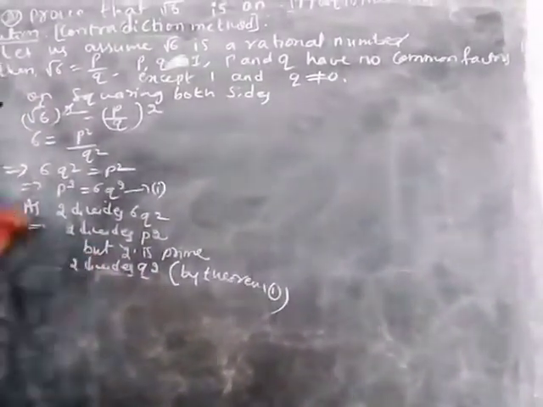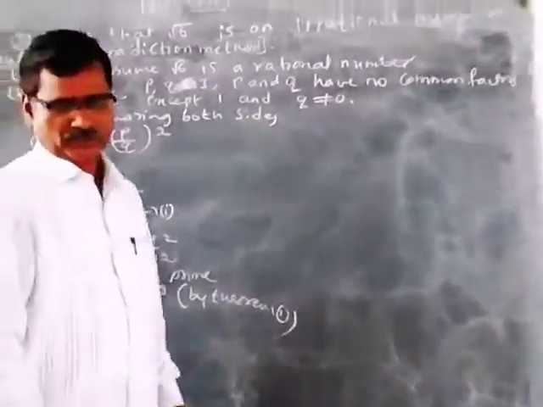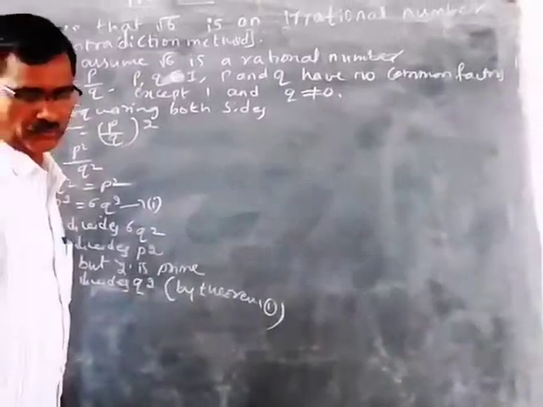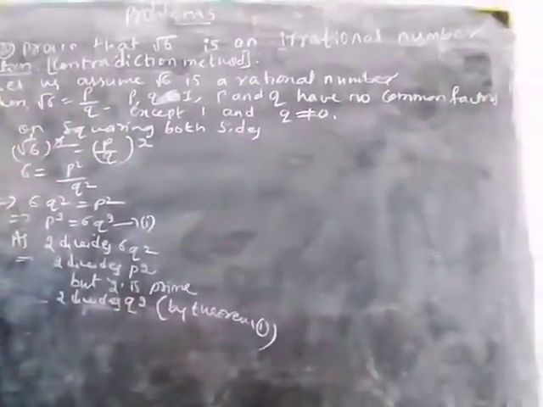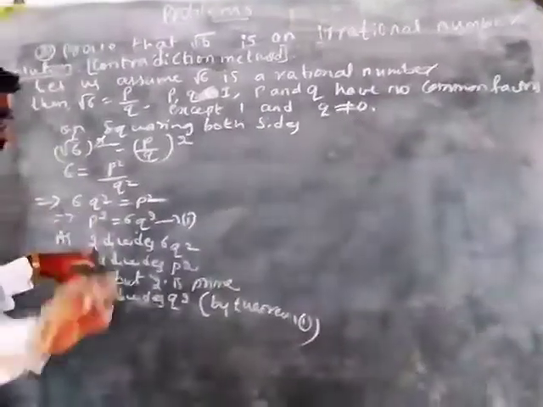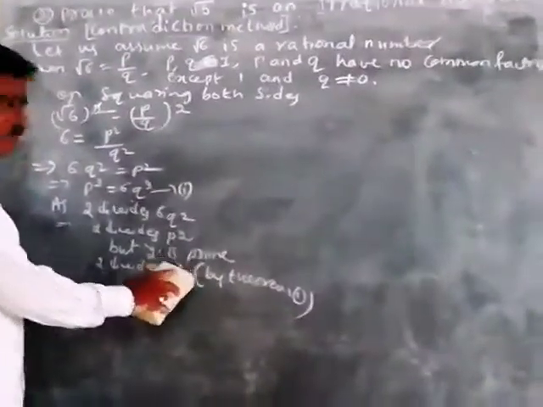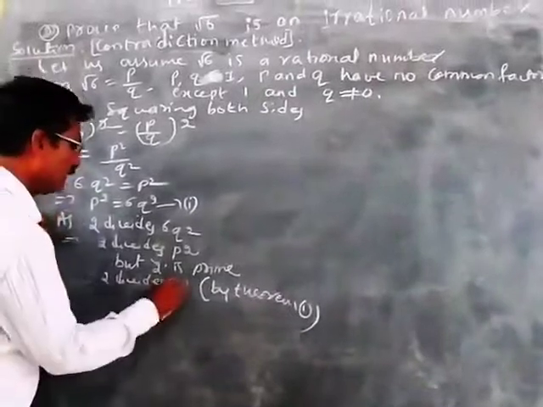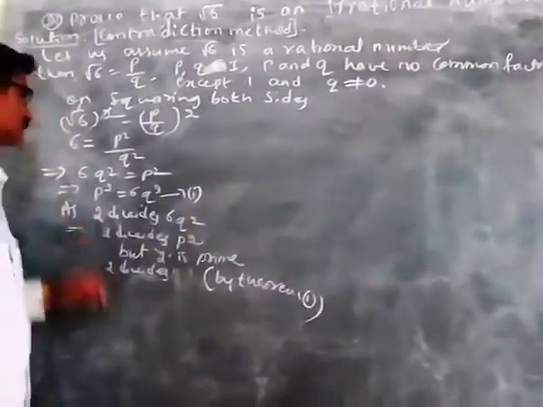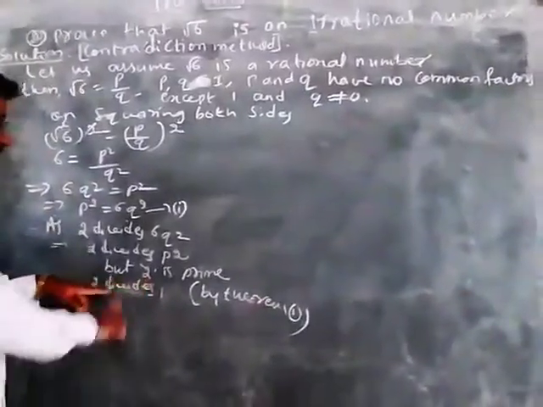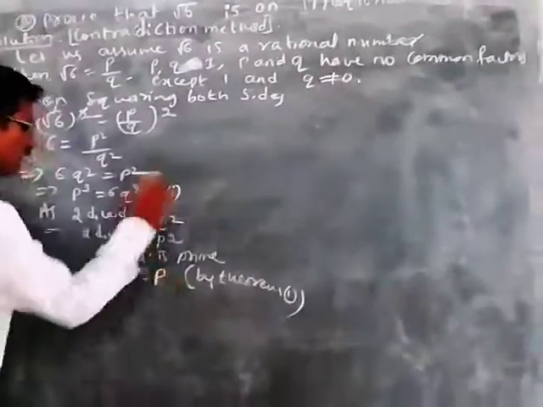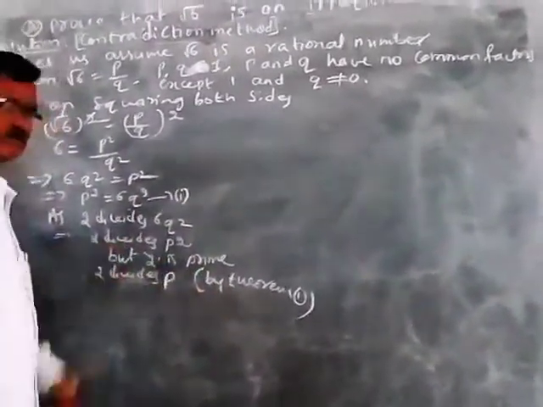But 2 is prime, so 2 divides P. That is by theorem 1.